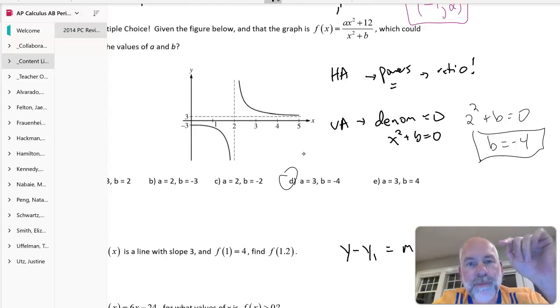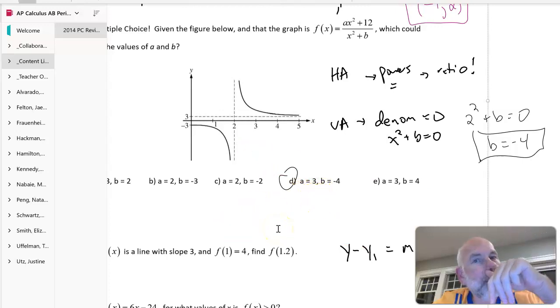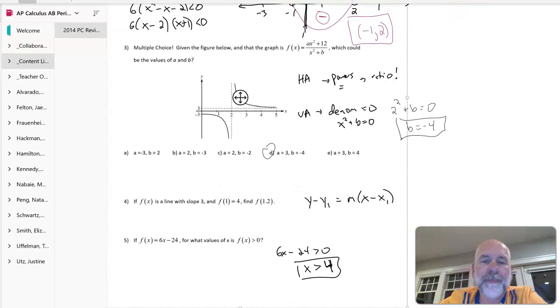If there was another one with b equal to -4 and you had a equal to -3 or something, then you might not be clear about which one was the correct option. But the choices they gave you here were clear.